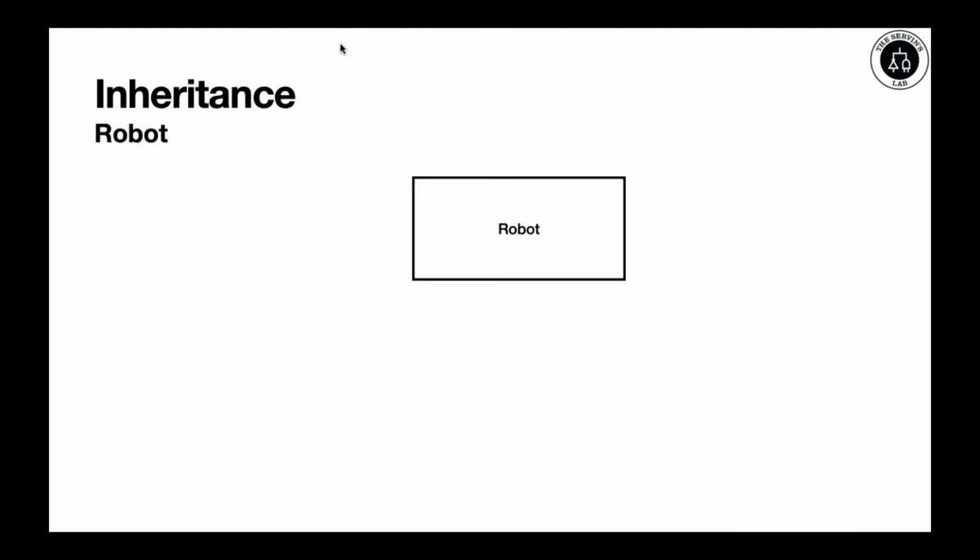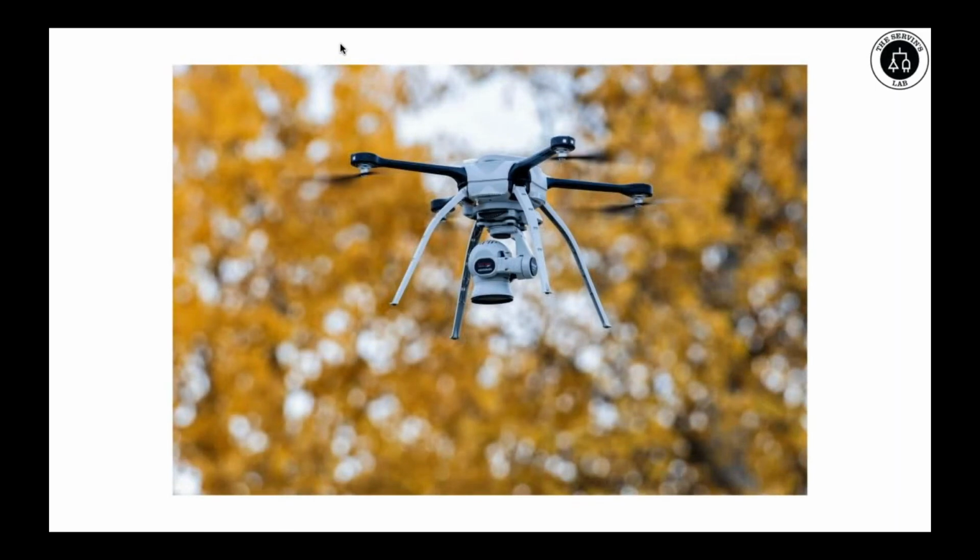In our example, we're going to have our superclass robot, but we're going to extend it to a different feature. We're going to create a more sophisticated robot called a drone. A drone is a robot, but also has more features. But how can we know it's a robot?